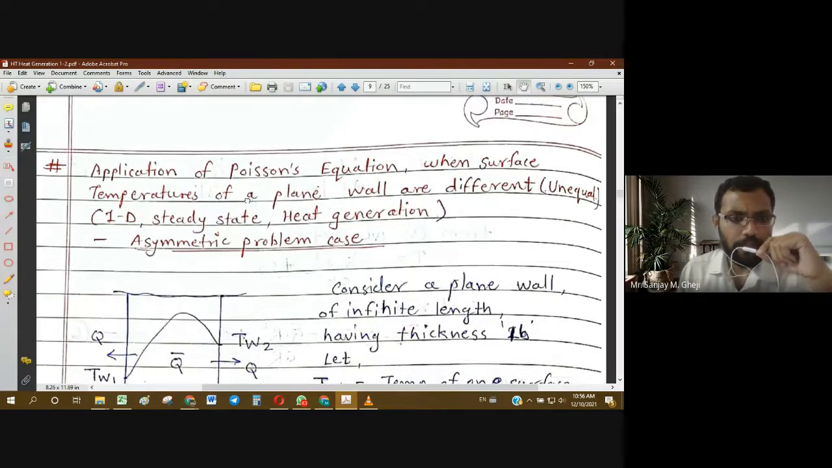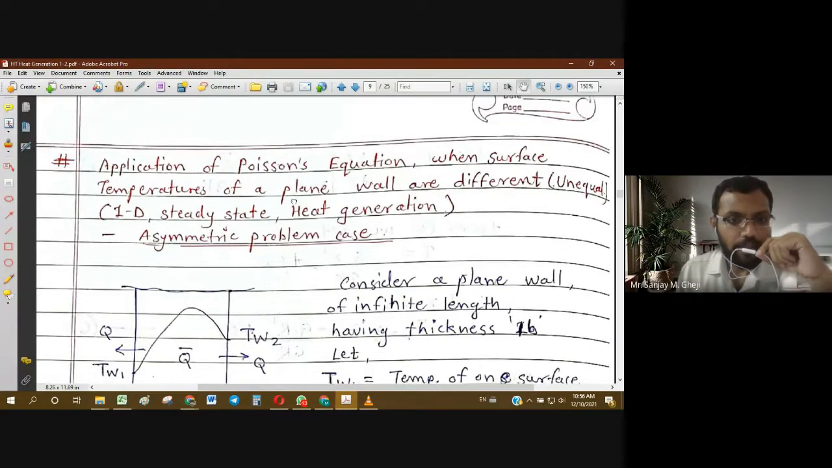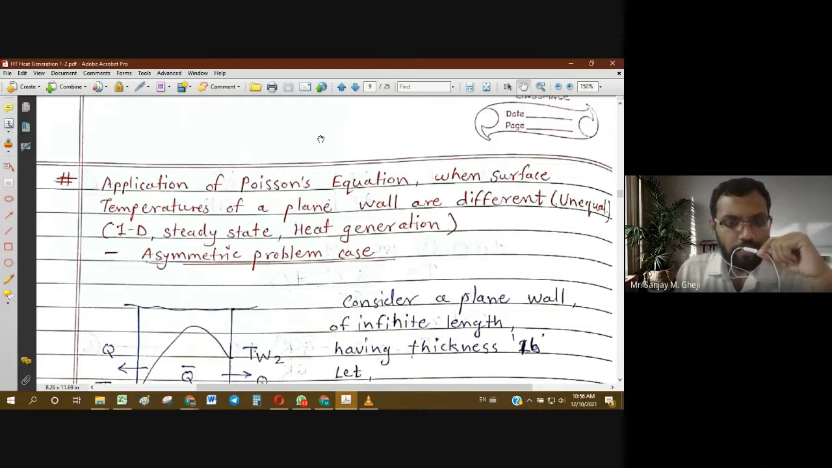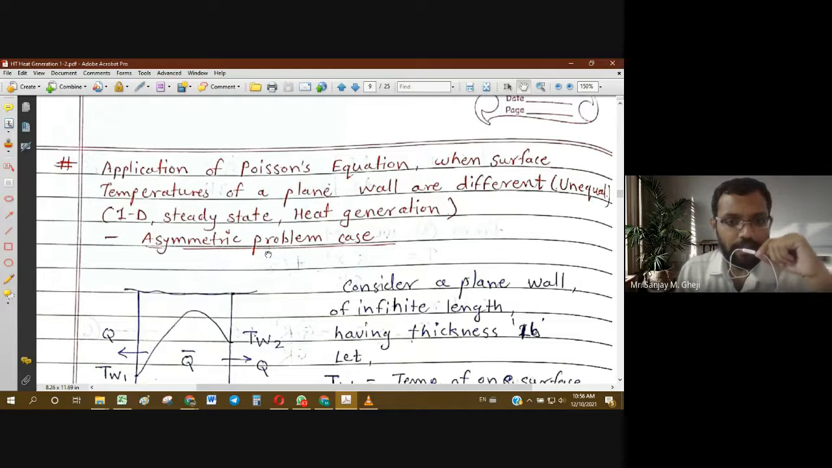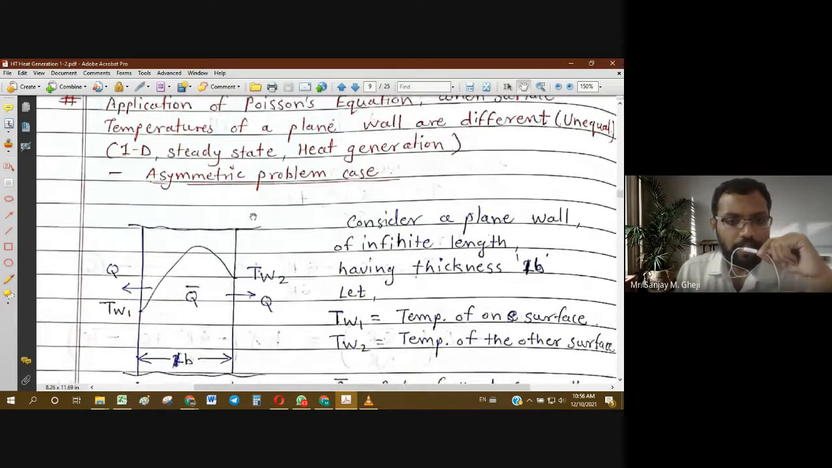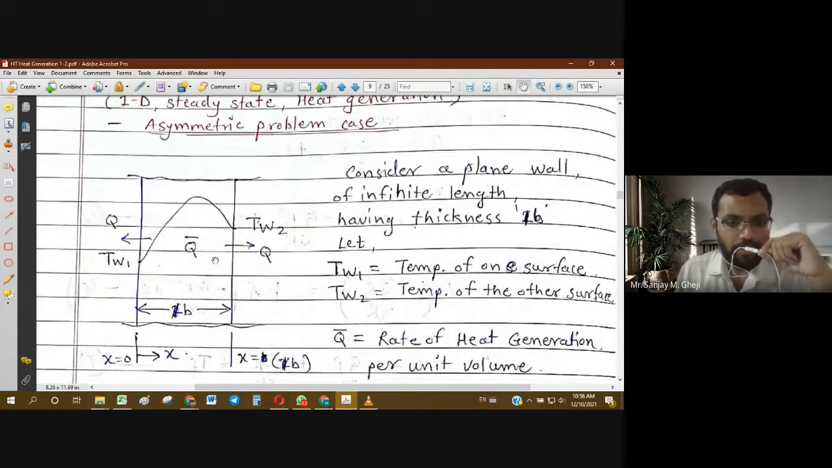So as you can read on your screen, application of Poisson's equation when surface temperatures of a plane wall are different, that is unequal. This is very similar to the first case of a plane wall with internal heat generation. In that case, we had the same wall temperatures on both sides, so it was a symmetric case. Now it is an asymmetric problem because the conditions have changed. We are having different temperatures on both side faces.